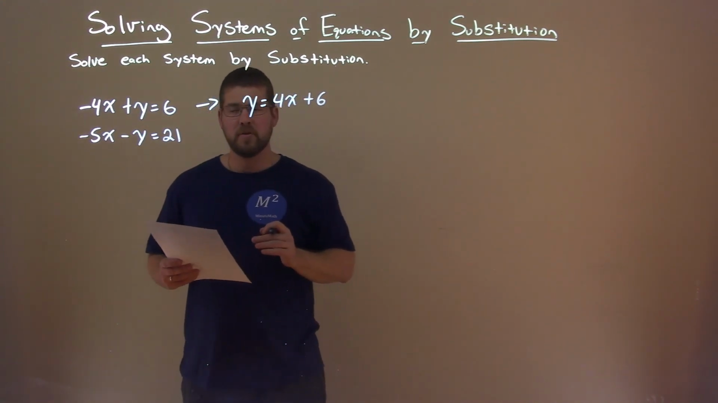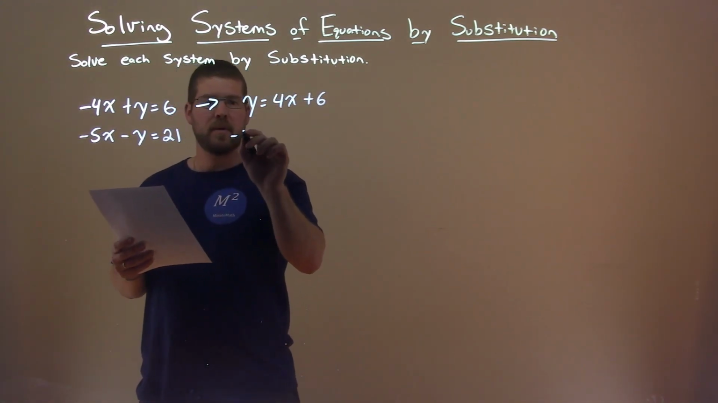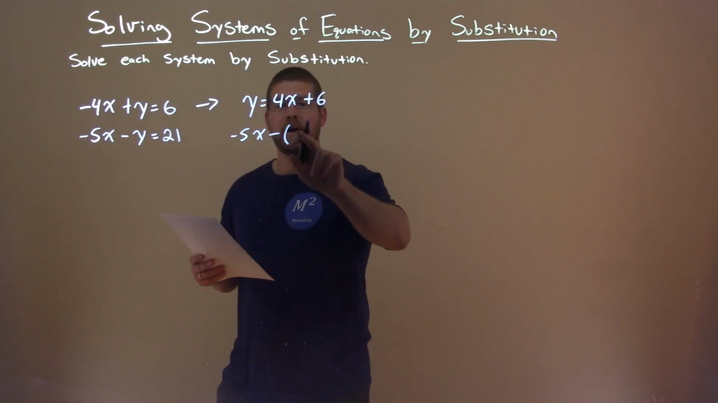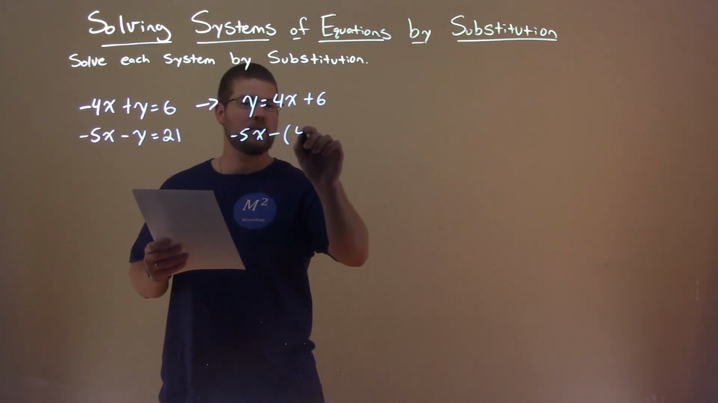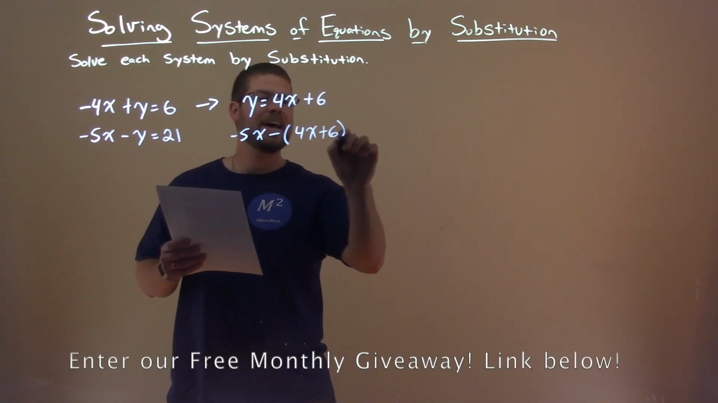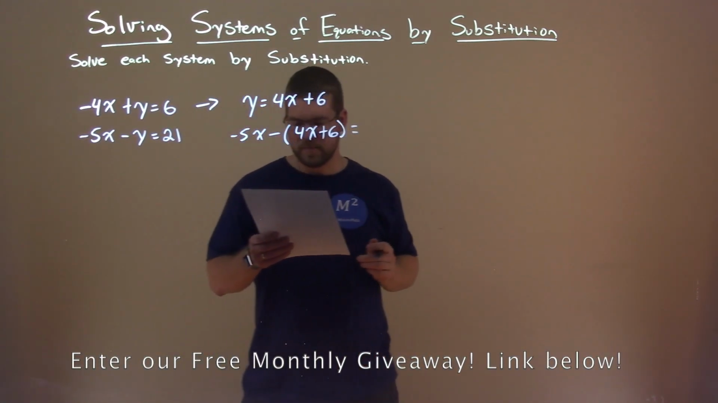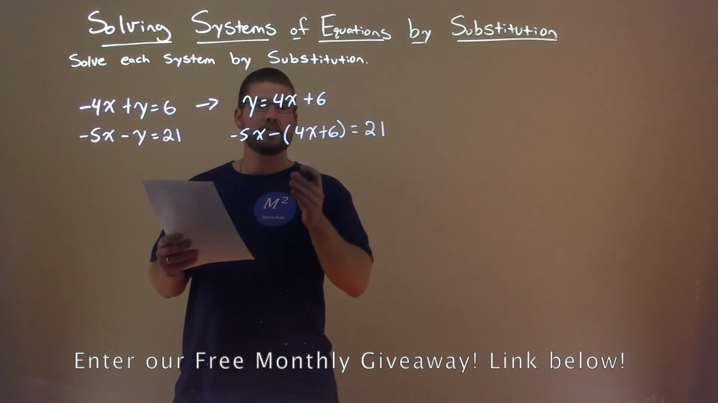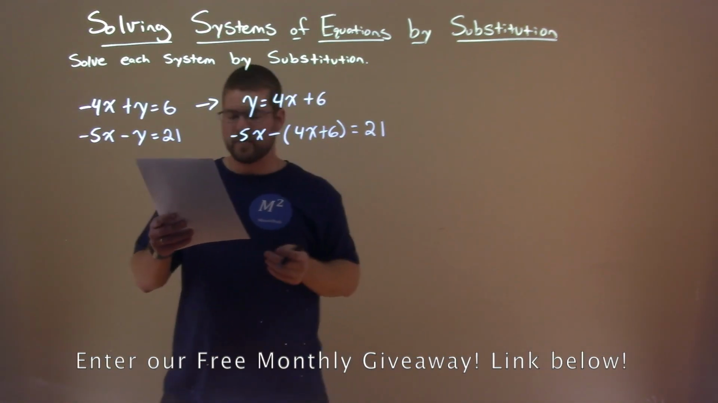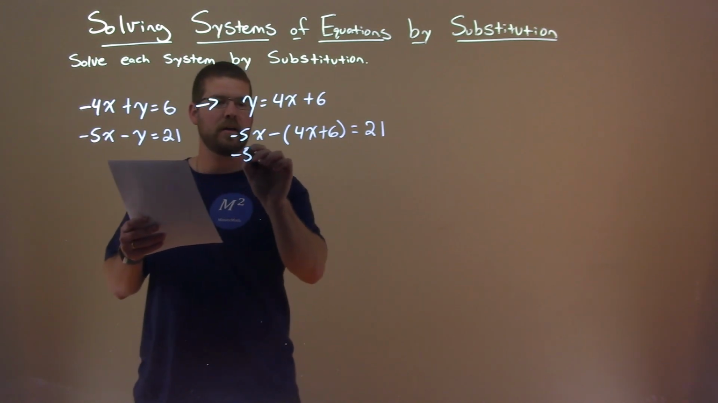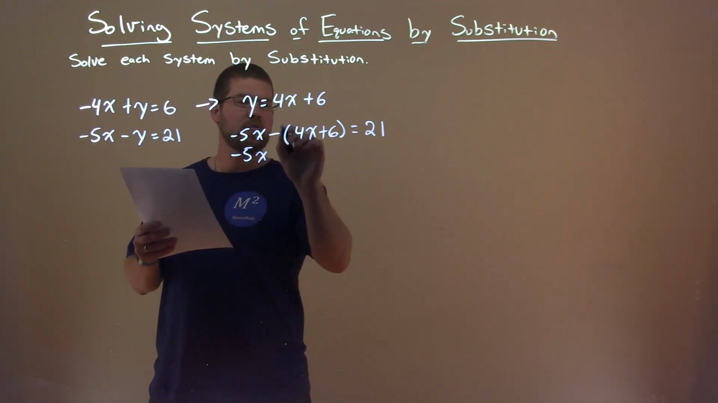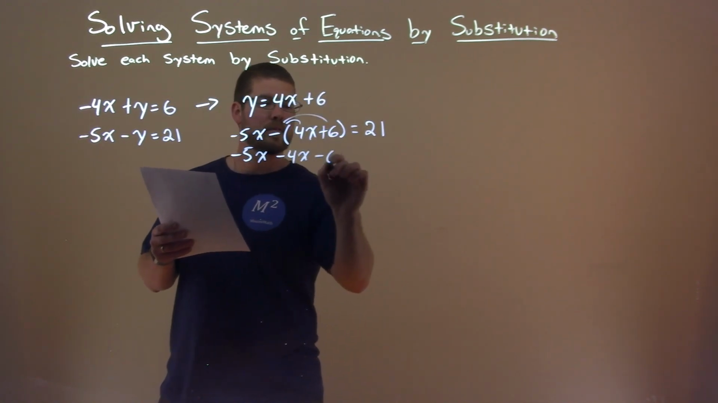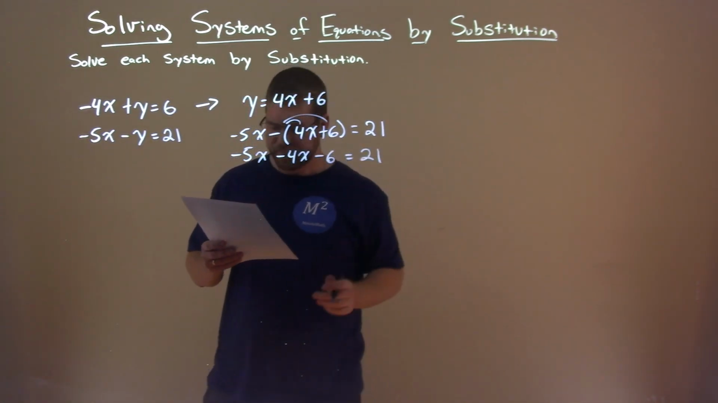With that information, I take the second equation, minus 5x minus, and I'm substituting this y in for the second equation, which is 4x plus 6. Hence the term substitution. And that equals 21. From there, we want to, again, solve for x, get x by itself. So simplify minus 5x, distribute the minus sign, minus 4x, minus 6 equals 21.